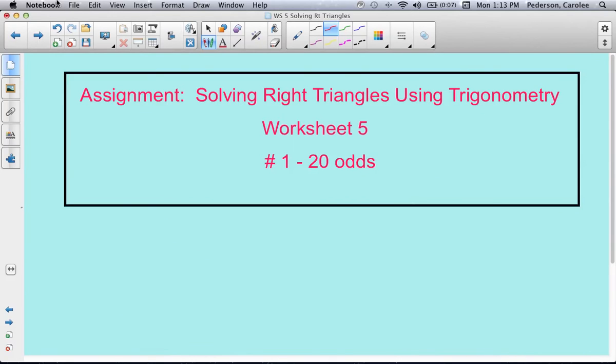Here's the assignment for worksheet number 5. This is the green worksheet.